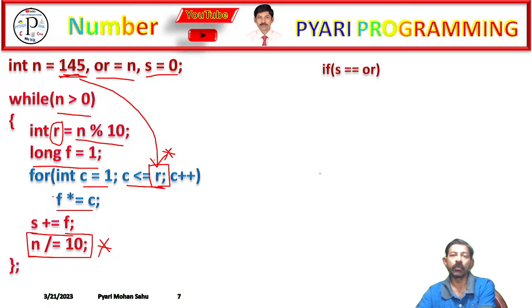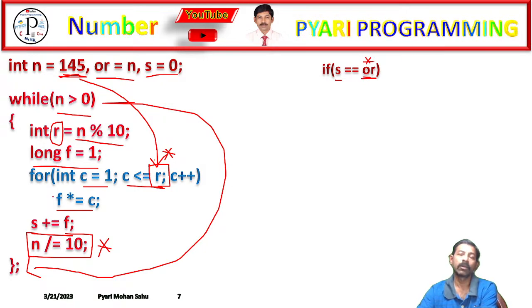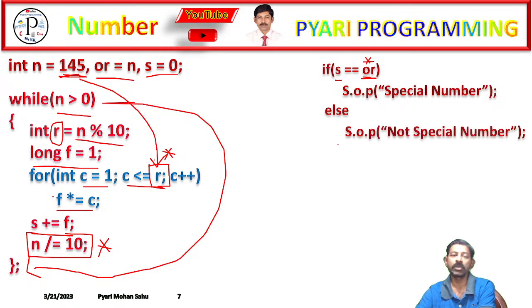Now when I will come out of it, I will check s. S is my sum. It says that sum of the factorial, किस में store है? Sum of the factorial, s में store है, is equals to the number. I am taking OR now because when I will come out of this loop, my n becomes 0. n आपका 0 हो रहा है. इसीलिए I cannot compare. I will check with OR. Again, I am putting a star over here. Students are forgetting to use OR over here. Students are using n, which is wrong. Now it's a special number, otherwise not a special number.